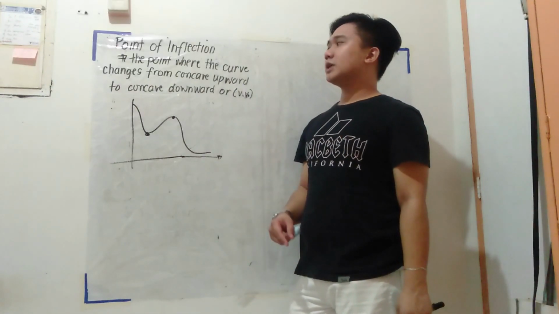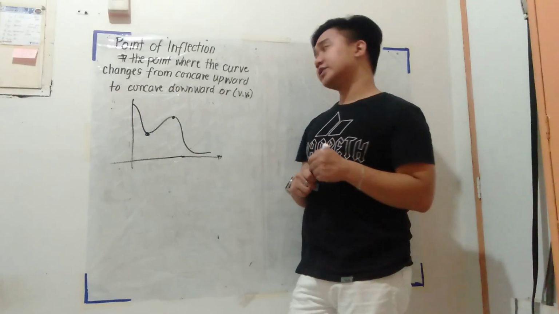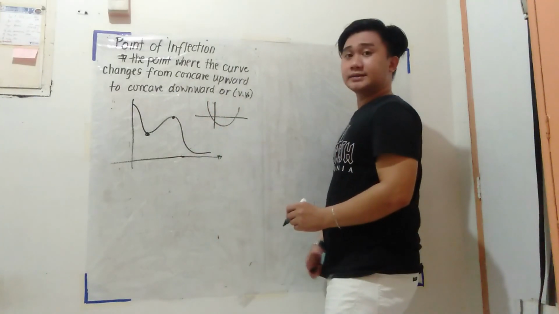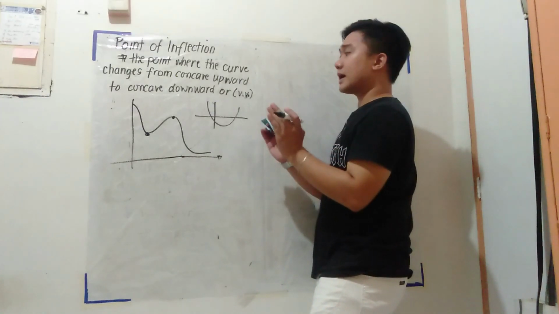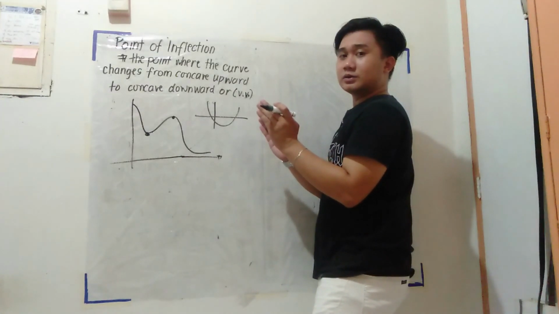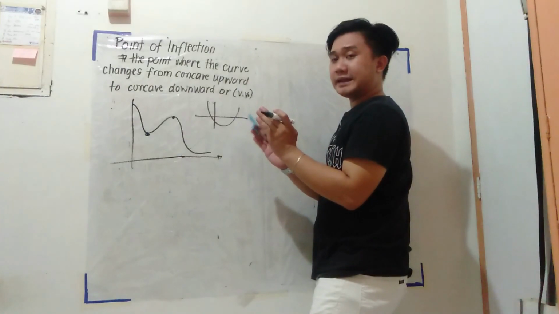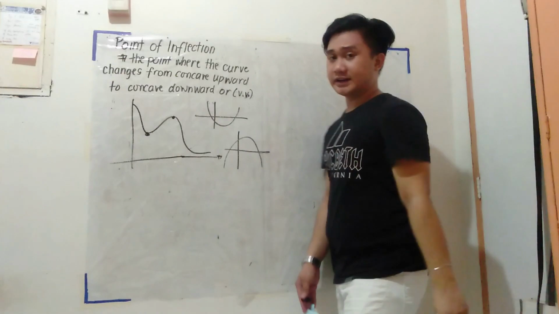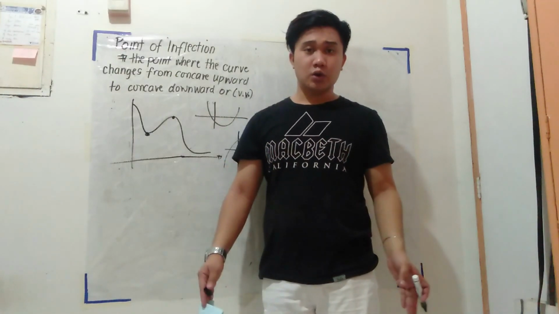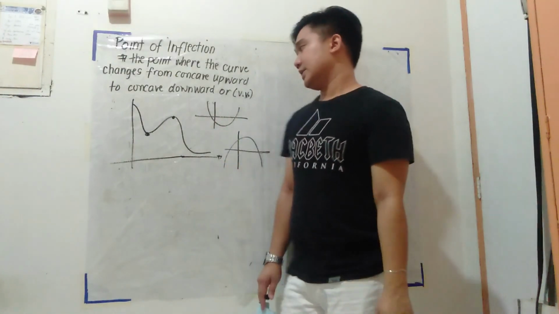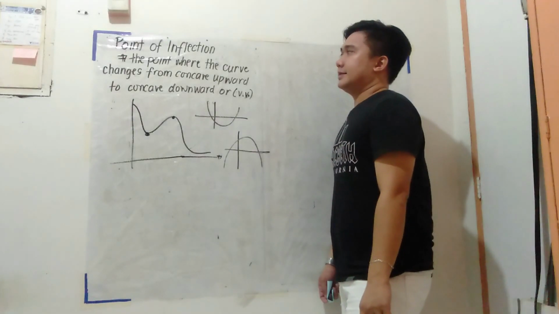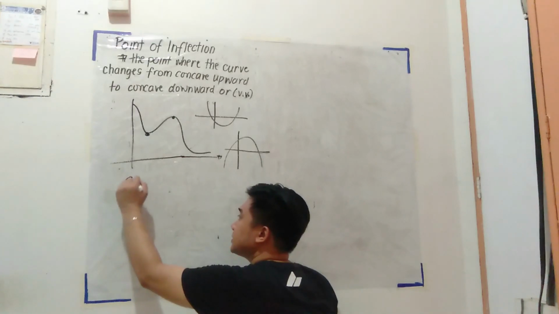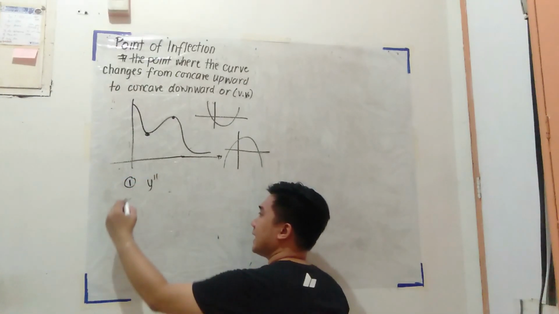Yung sinasabi dito na concave upward at concave downward, ito lang po yung concave upward, kasi pataas, kumbaga yung buka or yung opening is pataas, at ito naman ang concave downward, kung saan ang buka or opening is pababa. Okay? So, the steps in getting the point of inflection, so step 1 is to get the y double prime.